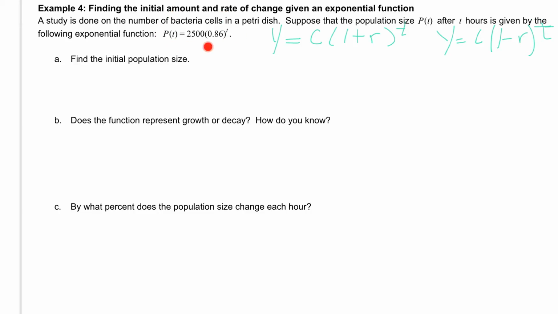Well, if we look at our function that we have here, we have something very similar to these two functions. We have C, we have our growth factor, which is that 1 plus or 1 minus R raised to the t. If you recall, the C value is always our initial amount. So if we want to find the initial population size, that's going to be the initial amount, or that C value in our equation. So our initial amount in this problem would be 2,500 bacteria.